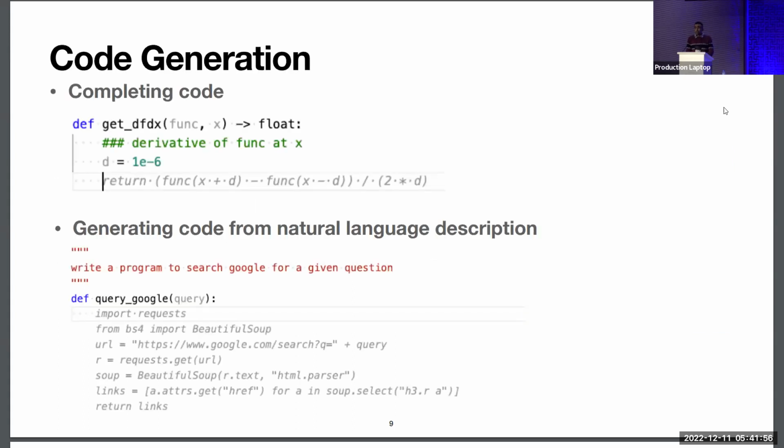They are pretty cool. For example, in the second case, I literally only wrote the comment, write a program to search Google for a given question, and I just gave it a good function name, query Google, and I gave a query, and the gray stuff is all generated by my Copilot, right? So it's doing all the imports, import requests, import Beautiful Soup because you get HTML that has to be parsed. And it also returns all the links, right? So these things are getting useful.